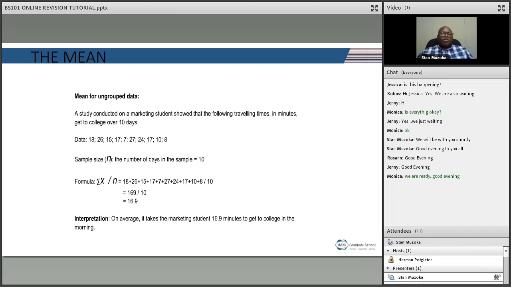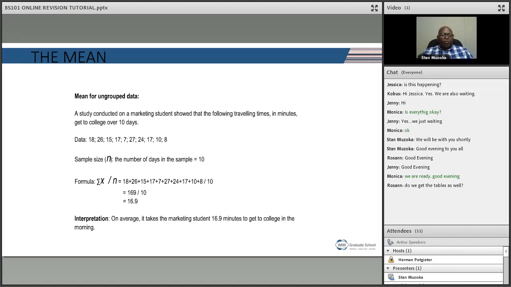So, summation x means sum up all the observations. Divide by n, the number of observations. There are 10 observations. Once you have summed them up, they add up to 169. And that becomes 169 divided by 10, and that is going to be 16.9.